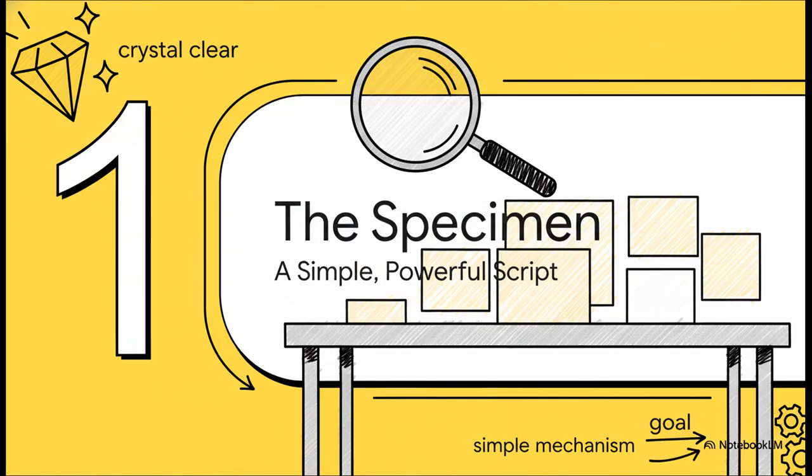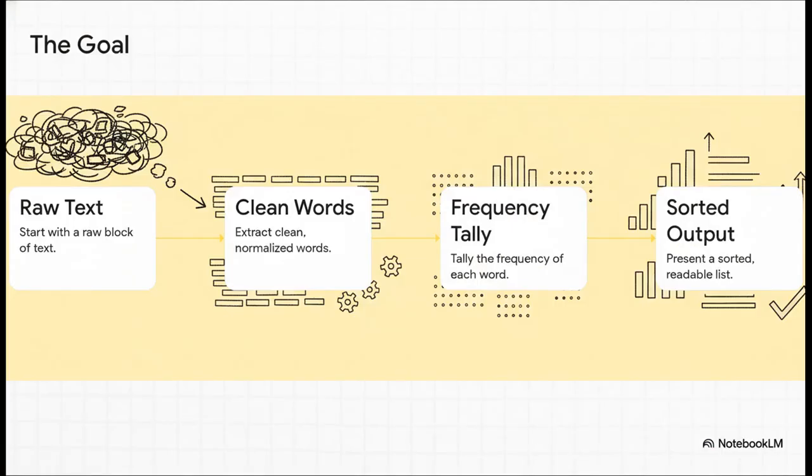But before we dive into the code itself, let's make sure we're all on the same page about what it's trying to do. It's actually a pretty simple goal. So what this script does is basically a 4-step transformation. It starts with some messy, raw text, then it cleans it all up to get just the words. After that, it tallies up how many times each word shows up. And finally, it spits out that info as a nice, clean, sorted list. Sounds simple, right? But the how is what really matters here.